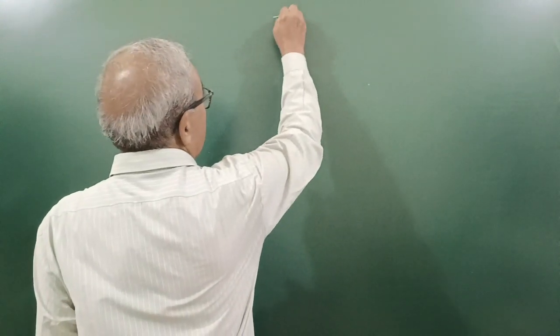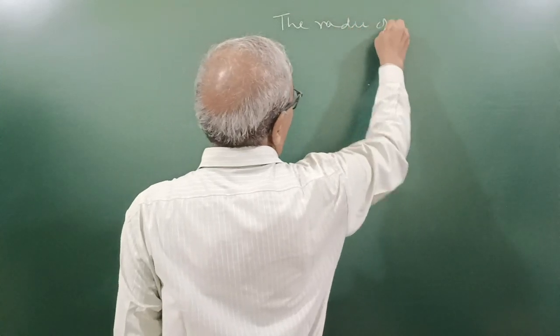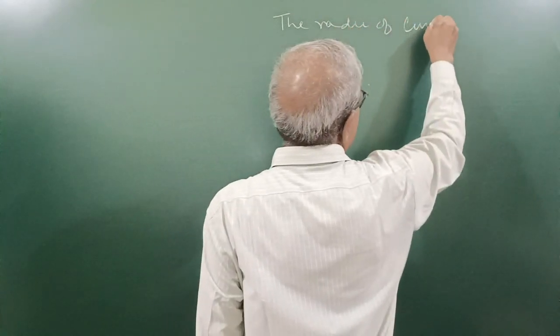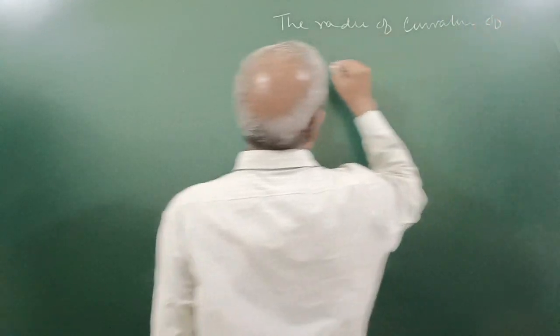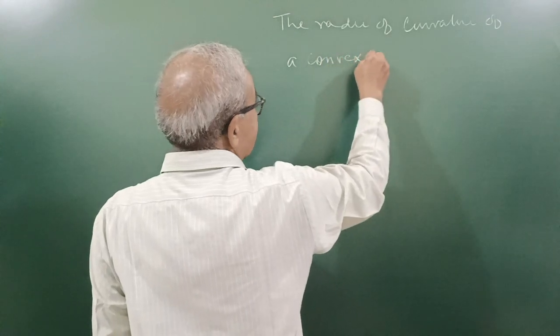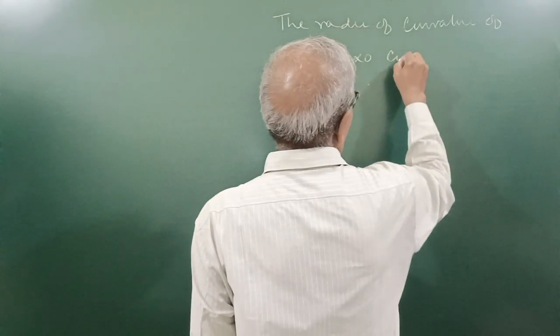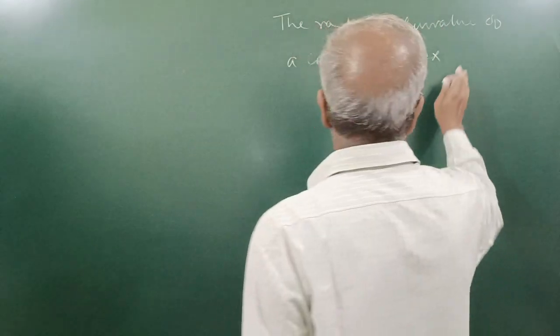The radii of curvature of a convex lens.